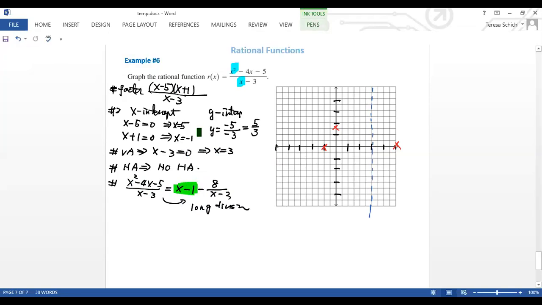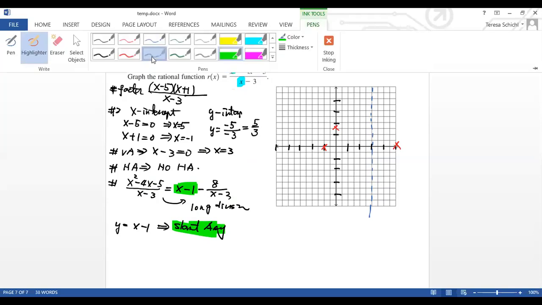What is this? This is my what? So y equals x minus 1. This is what I call a slant asymptote. Okay, so let's take a look. This is the slant asymptote here. So let's try to graph it, right?